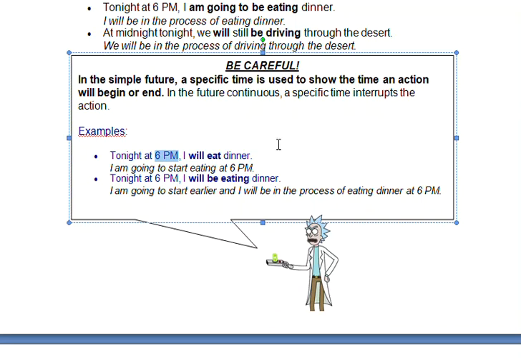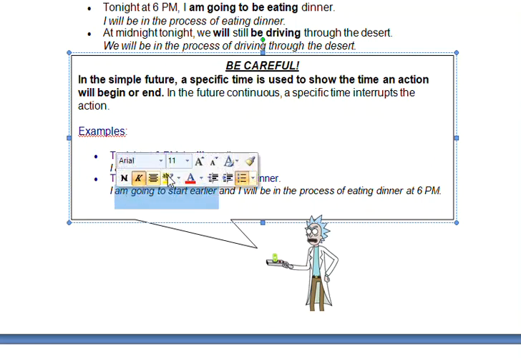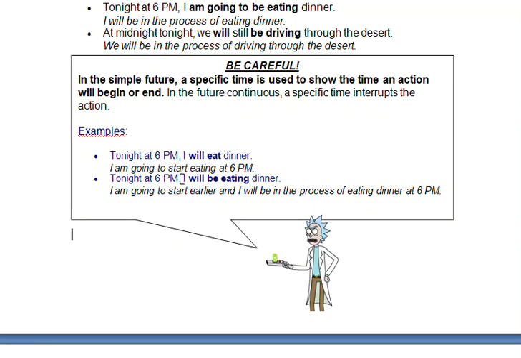I am going to start earlier. Voy a comenzar antes de las 6 en este caso. I am going to start earlier than 6 p.m. and I will be in the process of eating dinner at 6 p.m. Y yo voy a estar en el proceso de cenar a las 6 de la tarde. Y seguramente voy a terminar después de eso.